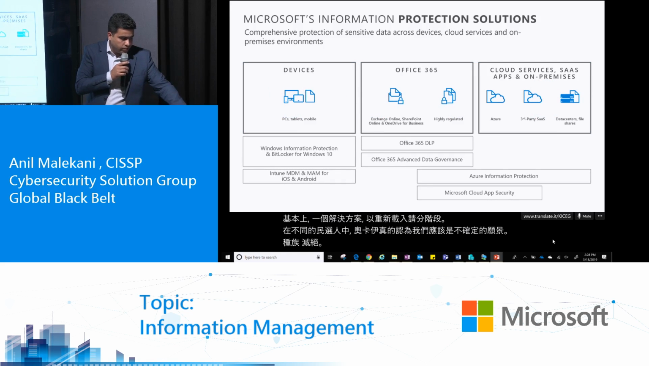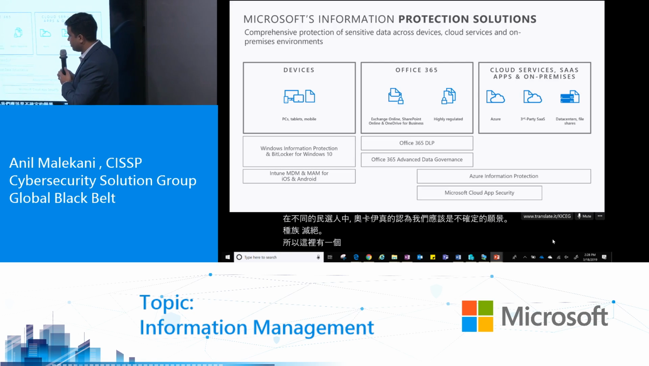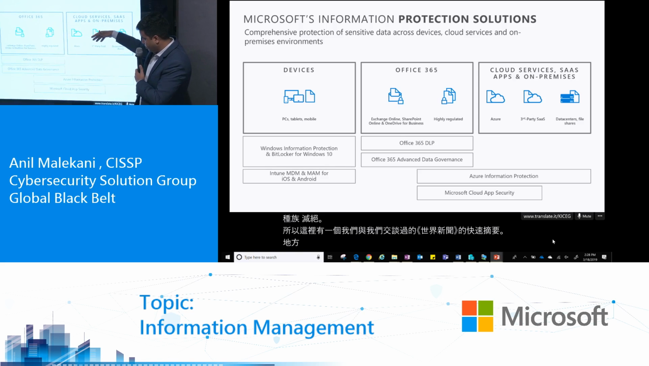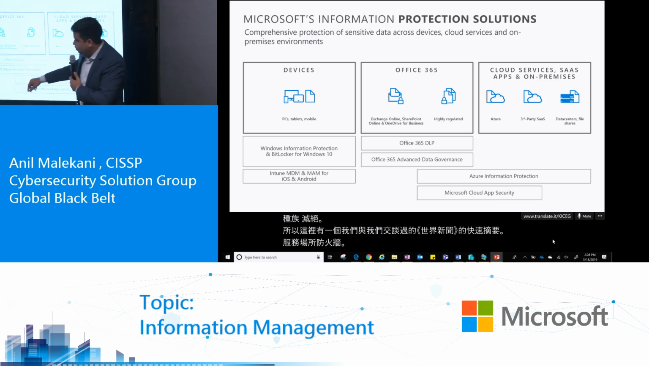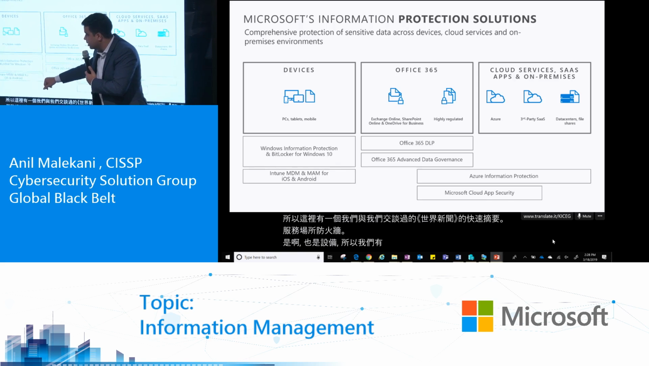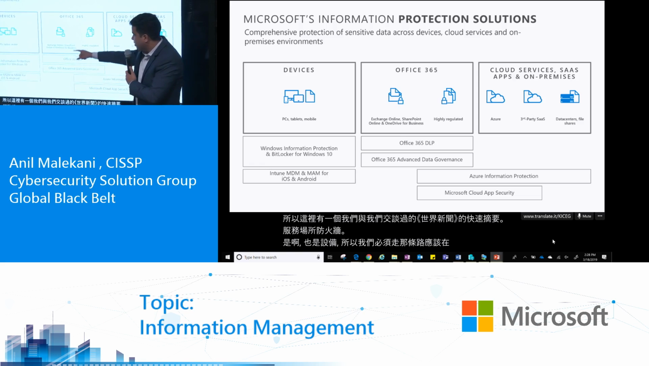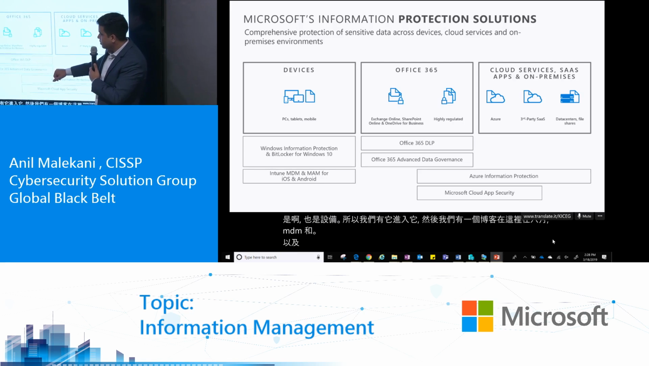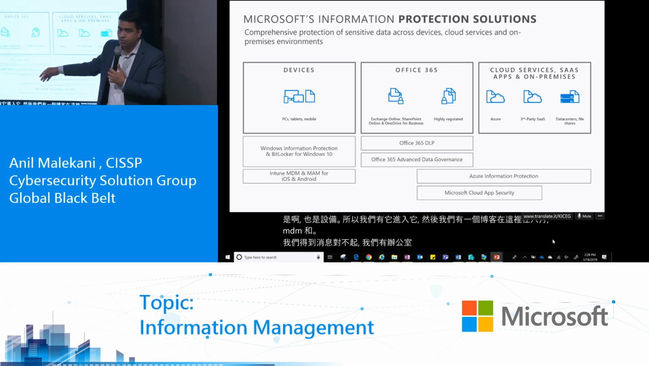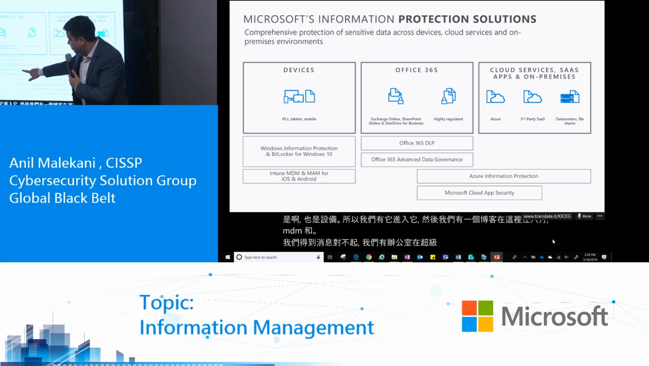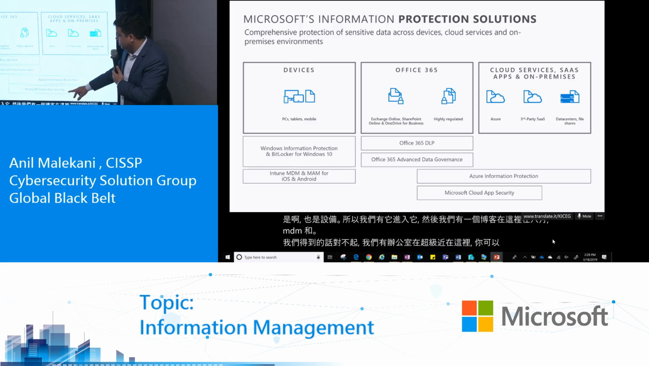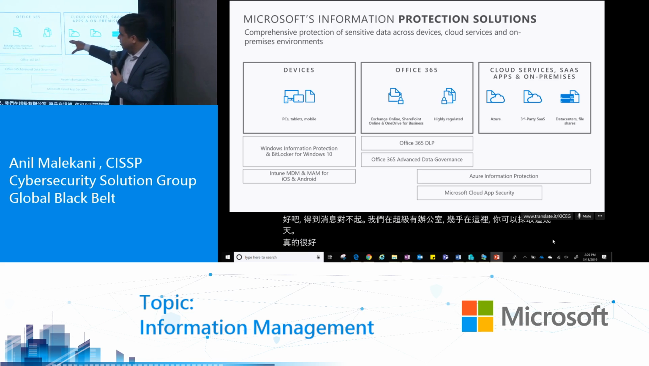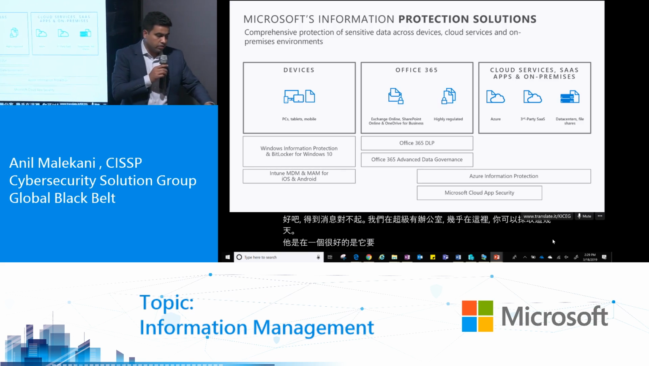So here is a quick summary of the tools that we spoke about across devices, cloud services, and Office 365 overall, and also on-premise. So we have Windows Information Protection, we have BitLocker, we have Intune, MDM, and MAM. On the endpoint side, we have Office 365 DLP, where you are able to detect the sensitive information being created or being modified by employees, advanced data governance, Azure Information Protection, and Cloud App Security. So these are various tools which work together, integrated with each other, and cover across various locations in your enterprise.